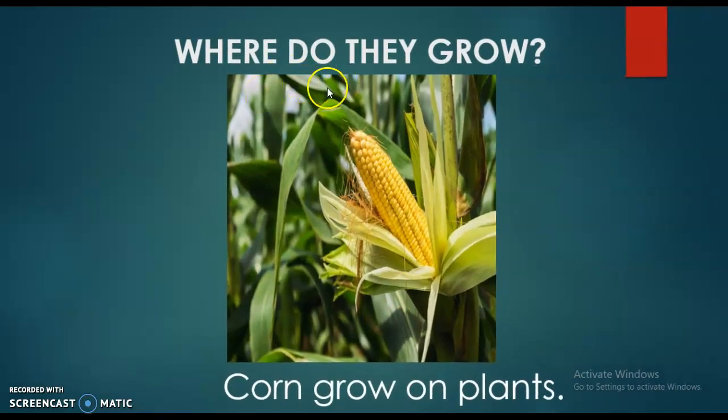Alright, next. Where do they grow? Okay, what is this? This is a corn. C-O-R-N. Corn. Jagung. Corn grow on plants. Jagung tumbuh di atas pokok. Buah jagung ni dia keluar di atas pokok. Dia bukan di bawah, tapi nampak ini dia punya pokok. These are the plants. And then buah dia nanti akan keluar kat sini, kat tepi dia.